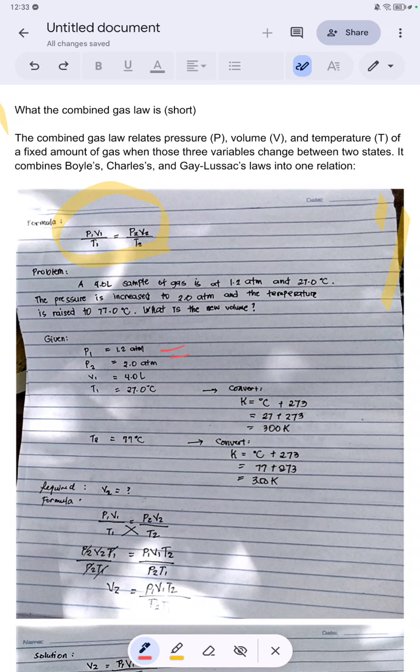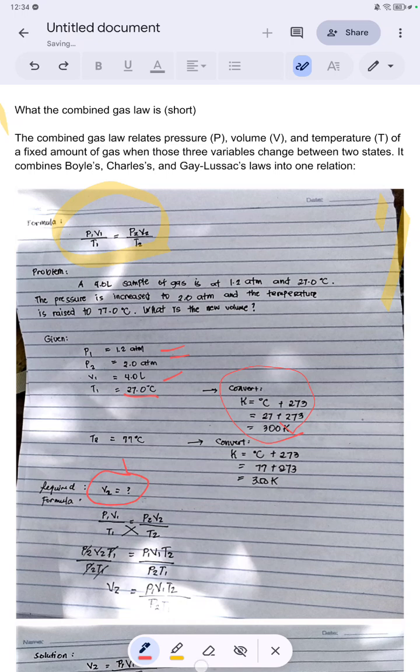What about the volume? It is in liters. That is the initial volume, V1, and we are finding V2, the final volume. What about the temperature? What are its units? It is in degrees Celsius. That's why this 27 degrees Celsius must be converted into Kelvin.